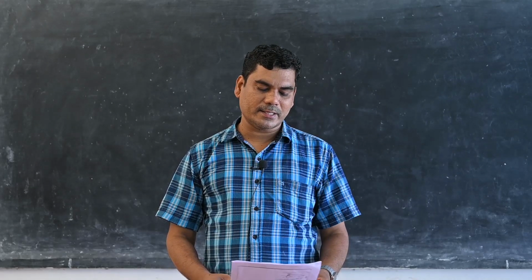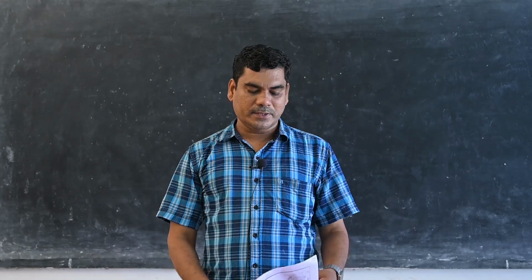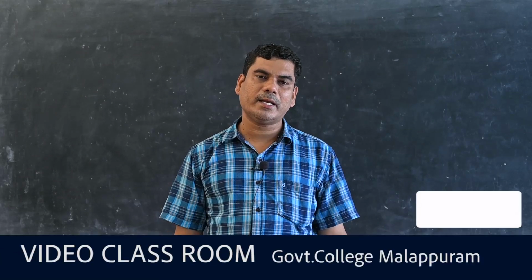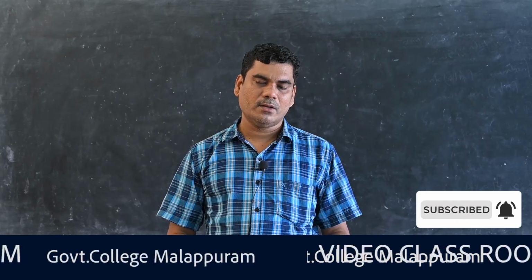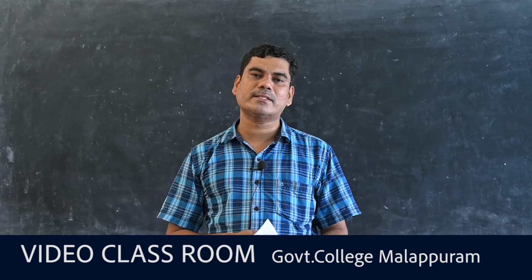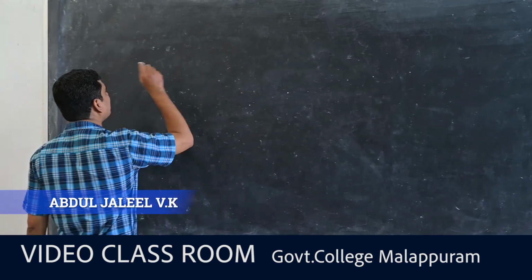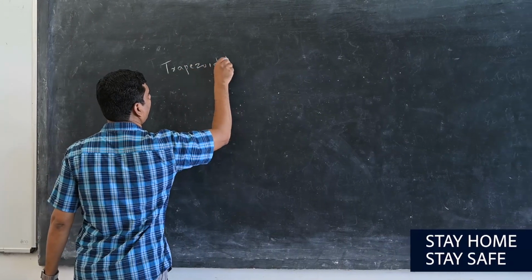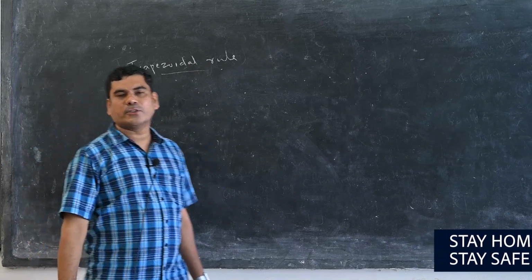And this topic, numerical integration, is used to find the approximate value of integral a to b f of x dx. So we have to study two methods. First one is trapezoidal rule and the second one is Simpson's rule. So the first one is trapezoidal rule.